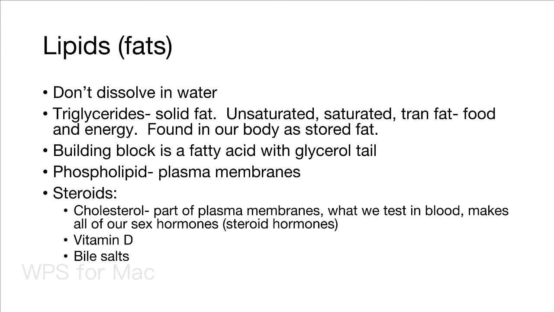They come in a few different types: unsaturated, saturated, and trans fat, and they serve as food and energy. And the building block, as I said before, is a fatty acid with a glycerol tail. Phospholipid is a specialized type of lipid that has a phosphate group, and we're going to find those in our plasma membranes. Then we have steroids, and not the kind where we get pumped up.